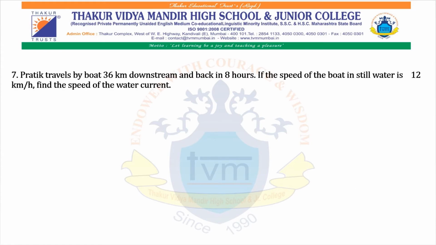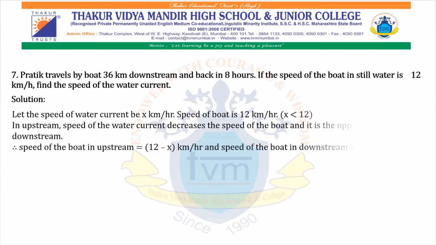Question 7. Pratik travels by boat 36 kilometers downstream and back in 8 hours. If the speed of the boat in still water is 12 km per hour, find the speed of water current. Let's see the solution. Let the speed of water current be x km per hour.